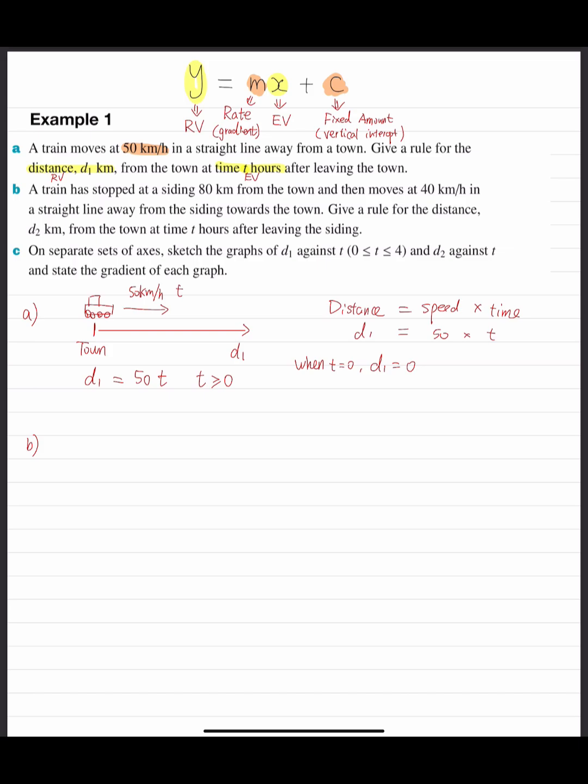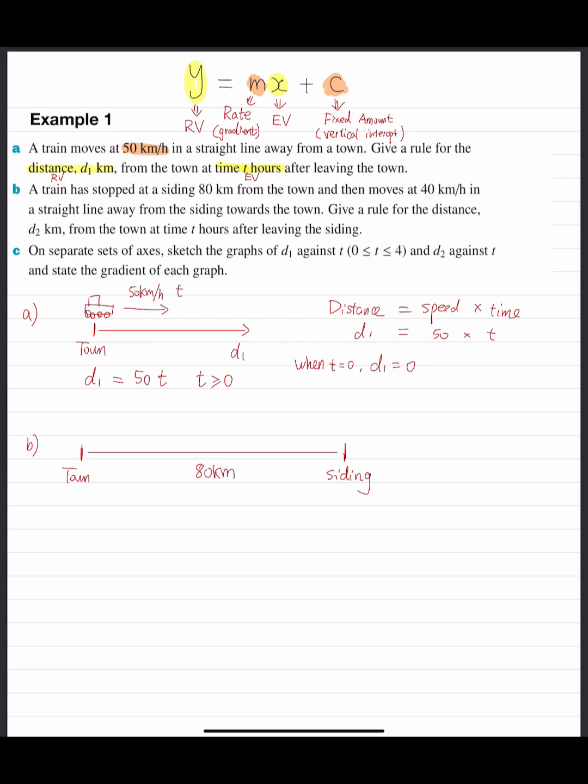Let's look at part B. Part B says a train has stopped at a siding 80 kilometers from the town and then moves 40 kilometers per hour in a straight line away from the siding towards the town. So in this case, the diagram is a bit different. Here we have the town and here we have the siding. We note that the distance between the town and the siding is 80 kilometers.